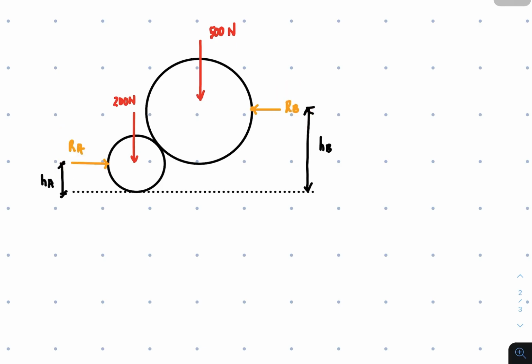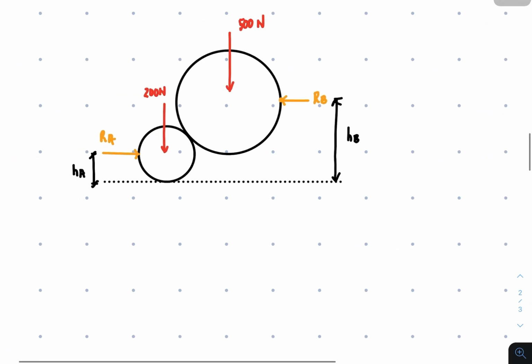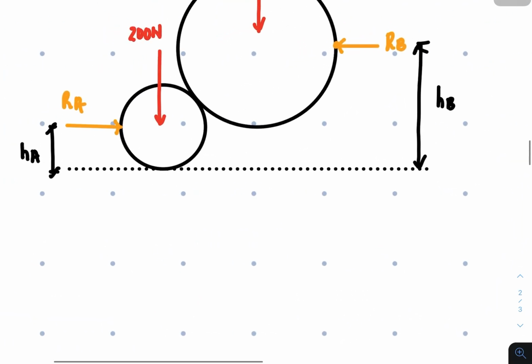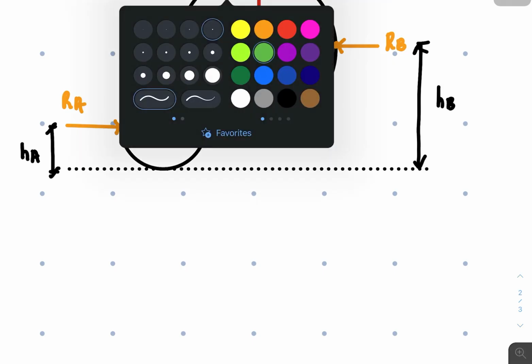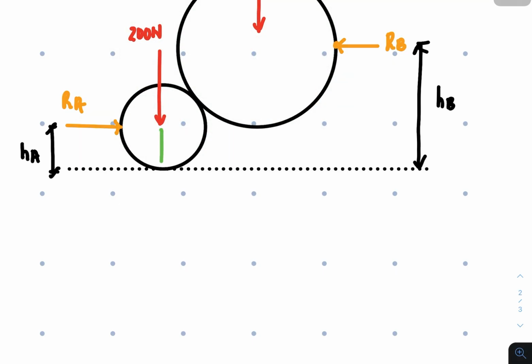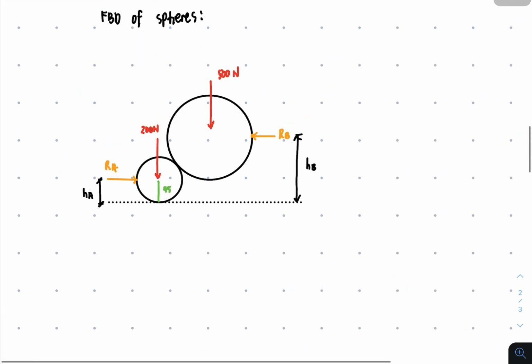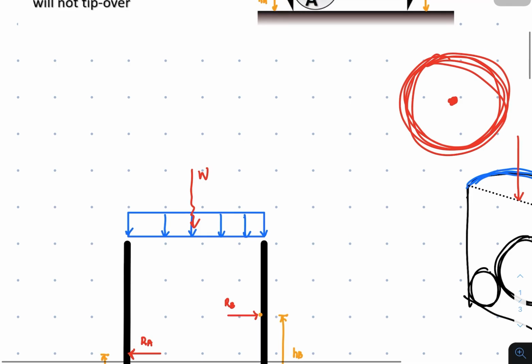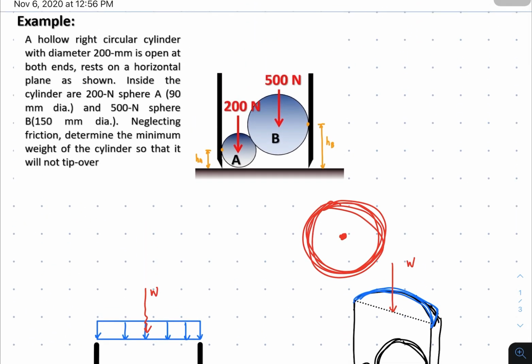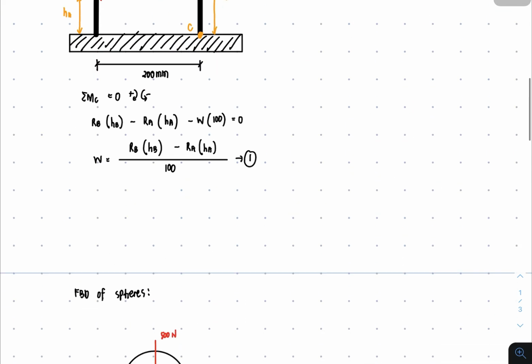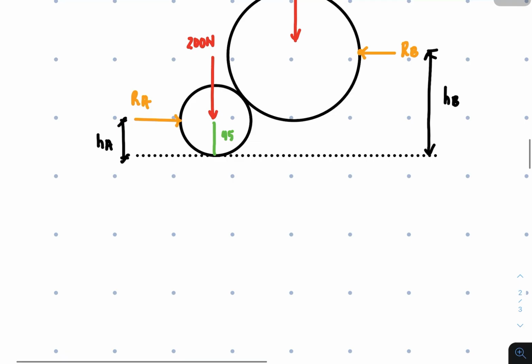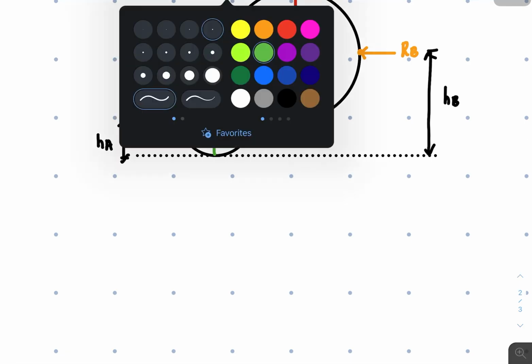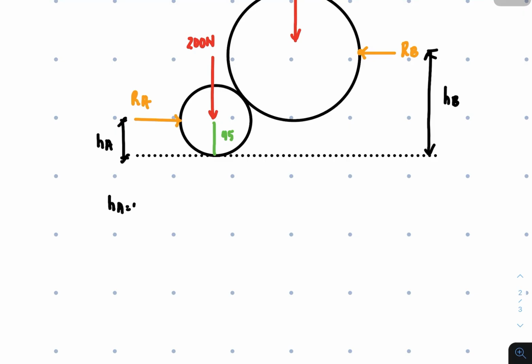Okay, so what would be the distance HA? Remembering that this is a circle, so it has a radius. So therefore, this distance here is 45. Why is it 45? Because according to the problem, sphere A has a 90 diameter and sphere B has 150. Okay, so that is 45. So therefore, HA is 45.